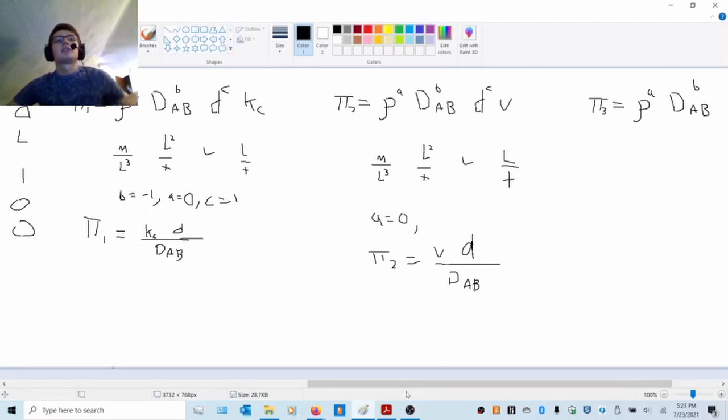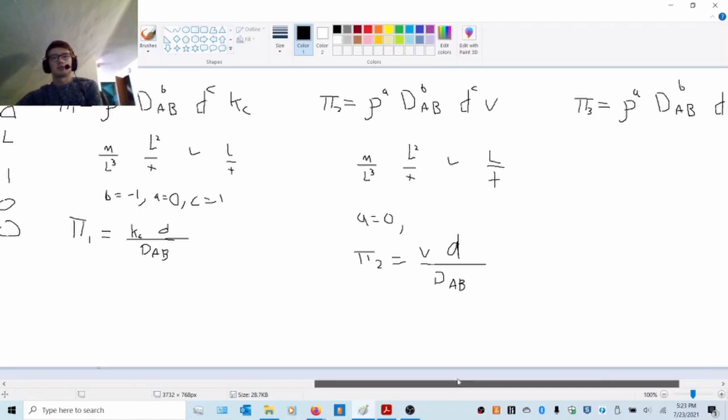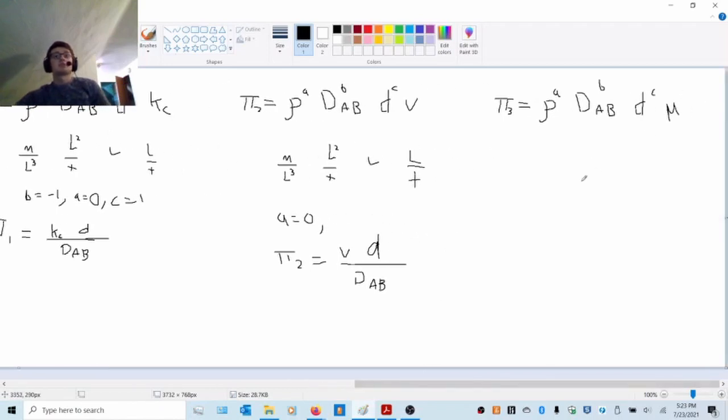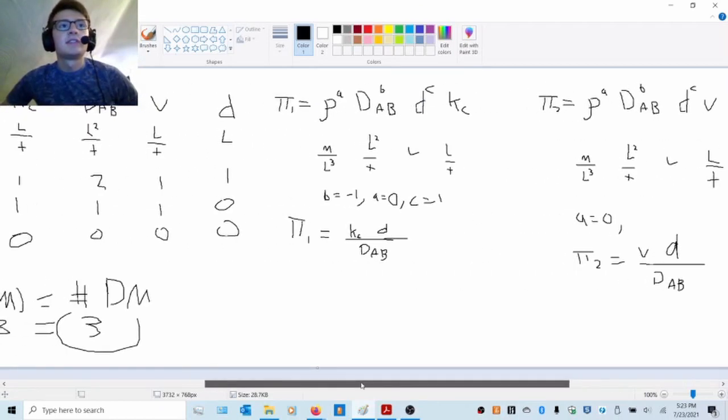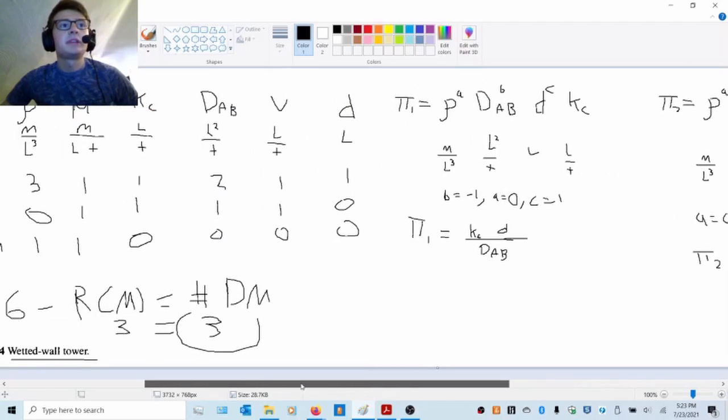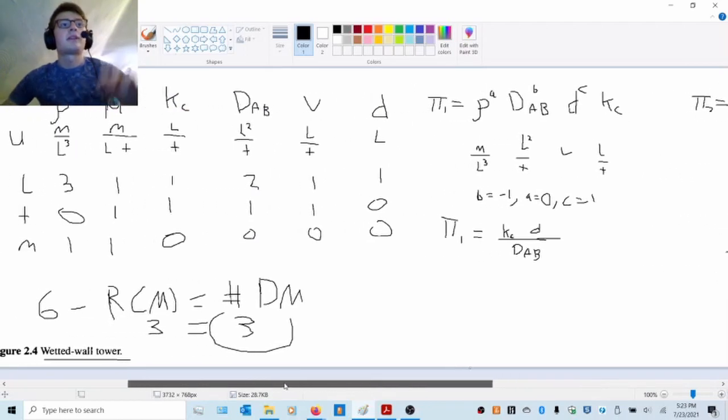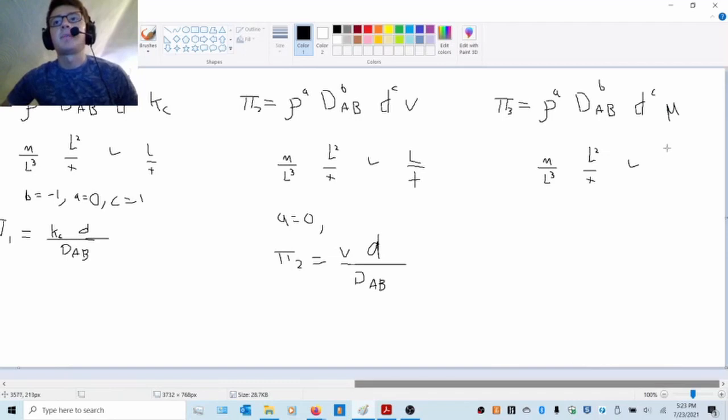So our second dimensionless group is going to be the velocity times the characteristic length, the diameter, all over the driving force. And now pi 3 is a different unit because viscosity is a totally different unit than that. So we'll go ahead and, I think I still have this. Yeah, I still have it on my clipboard. So what's the units on viscosity? Viscosity is going to be, look at that, a mass over length over time.